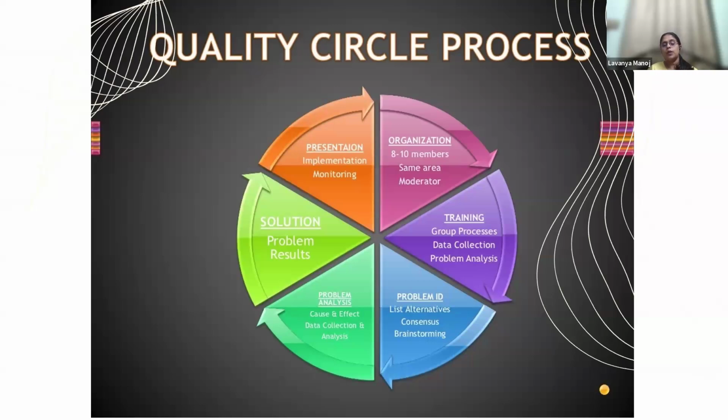What things have to be discussed and what not to be discussed, and the roles and responsibilities and everything will be delegated and communicated to all the members in the quality circle. And when they are facing any problem, they would identify the problem.